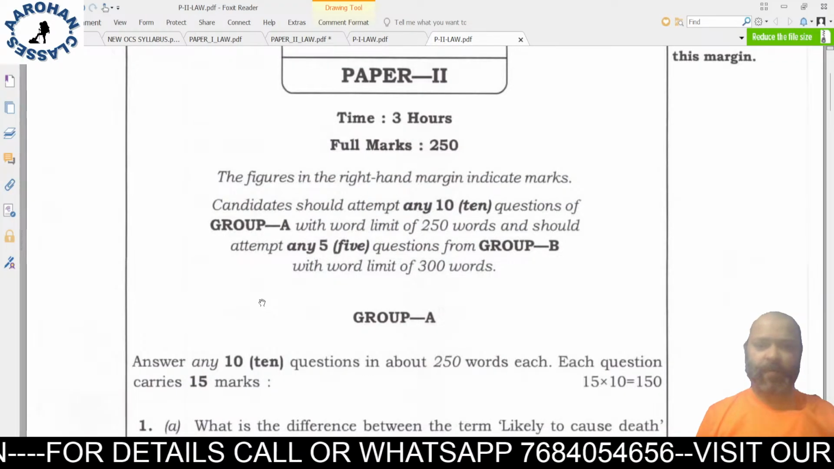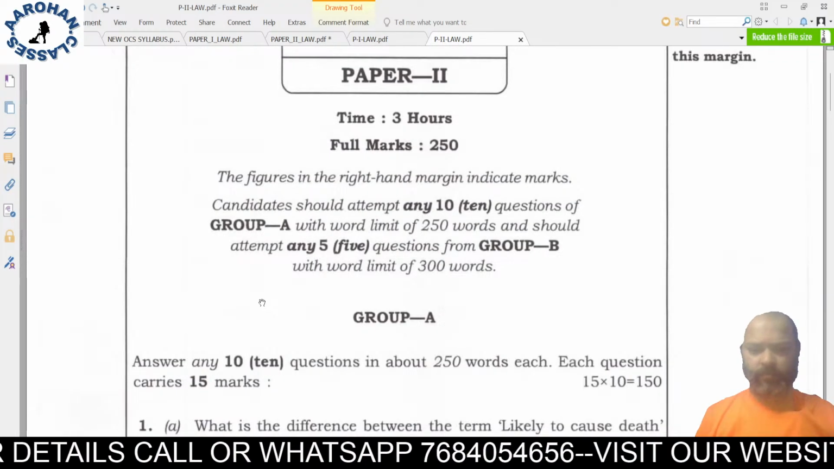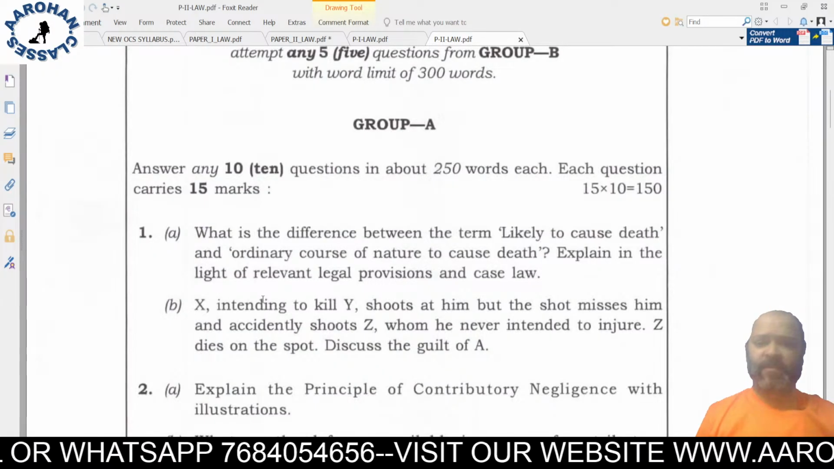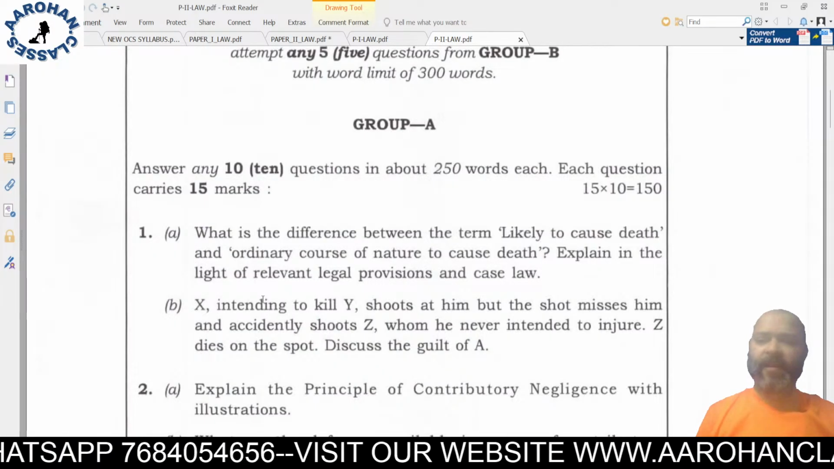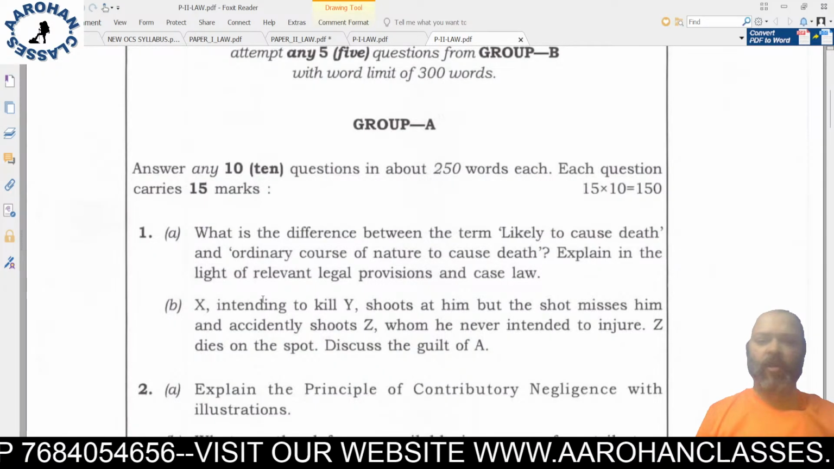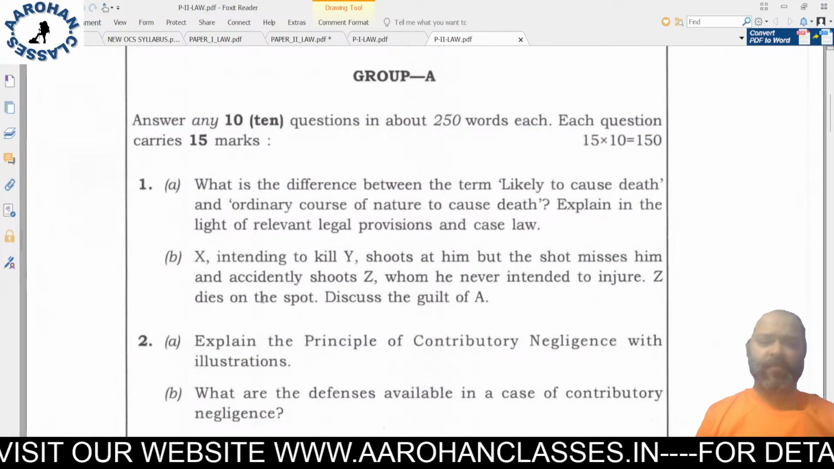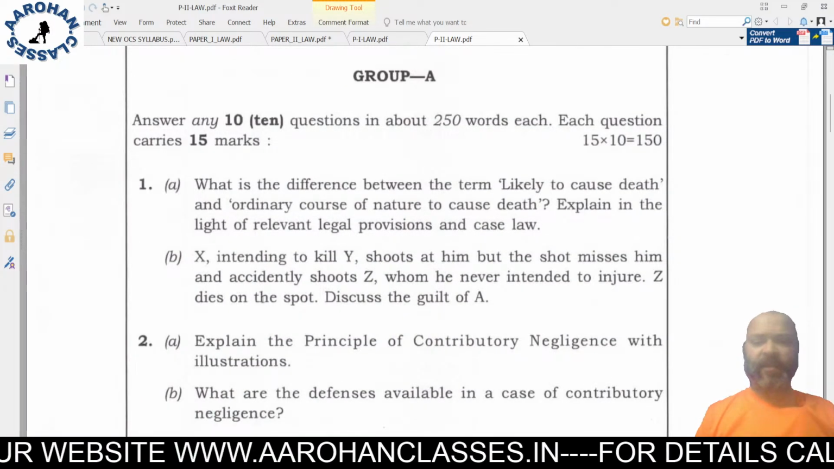So this is paper 2, laws of crimes and tort. What is the difference between the term likely to cause death and ordinary course of nature to cause death? Explain in the light of relevant legal provisions and case law.